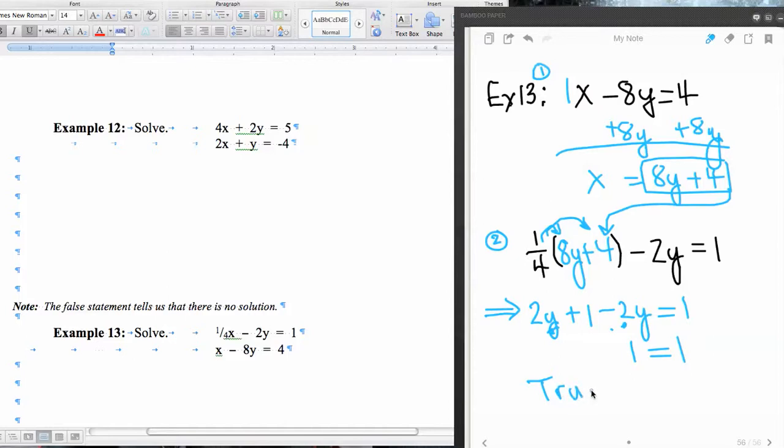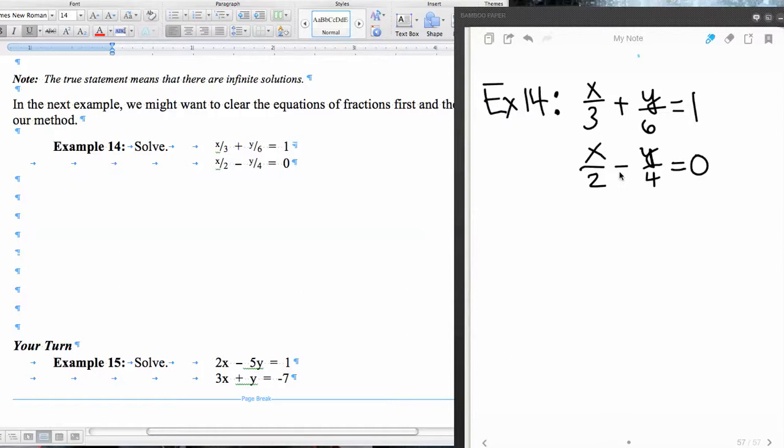And anytime we end up with a true statement in this process, that's telling us that we have infinite solutions. These lines are the exact same lines, and therefore everything that solves one solves the other. And remember, I told you that it was okay to just write infinite solutions. A lot of books will make you write an equation for the lines and put it in set builder notation, but we're just going to go ahead and say that it's infinite solutions.